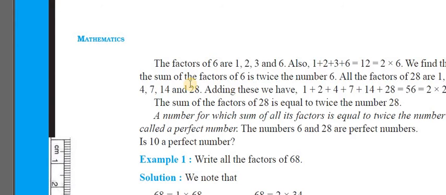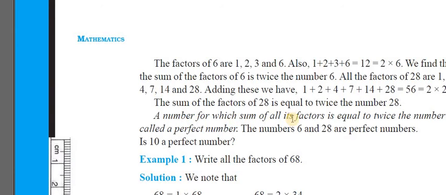The same thing he has done with 28. If you add all the factors, you will get 56. So twice 28, 2 times 28, is 56. Not only for this, for any such number you can do it, you will get the same thing. The sum of the factors of 28 is equal to twice the number 28.